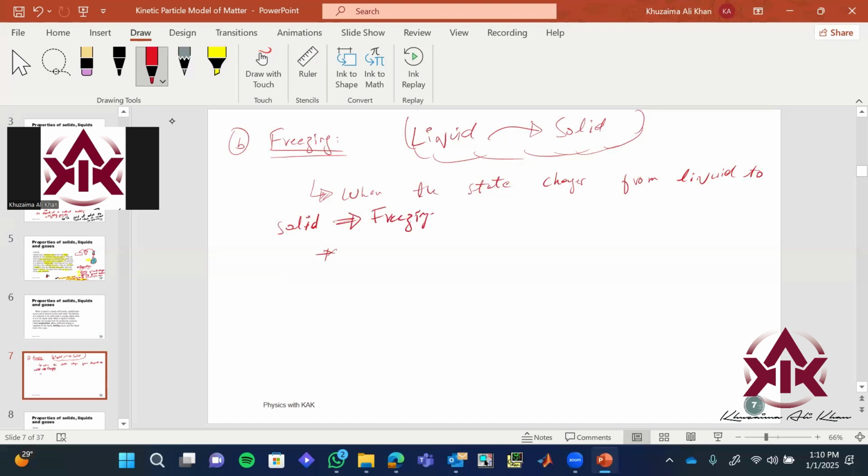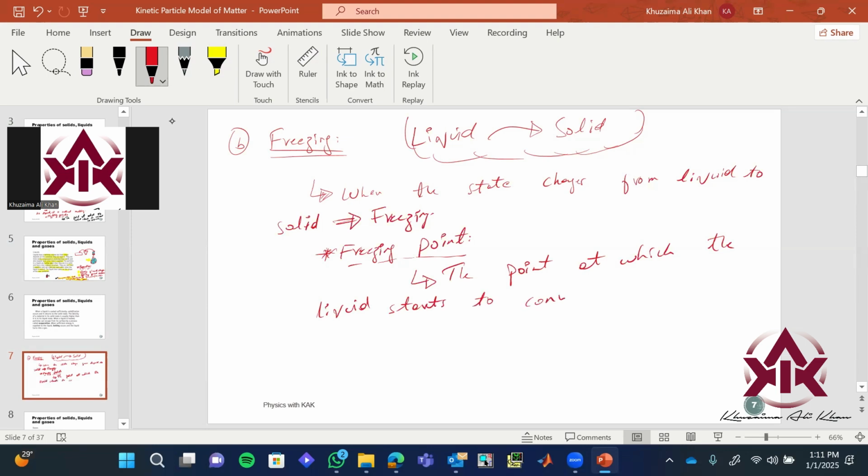Then again we have this freezing point over here, right? What is freezing point? Again, we have seen that in melting point, right? It's similar. It is the point at which the liquid starts to convert to solid, right?